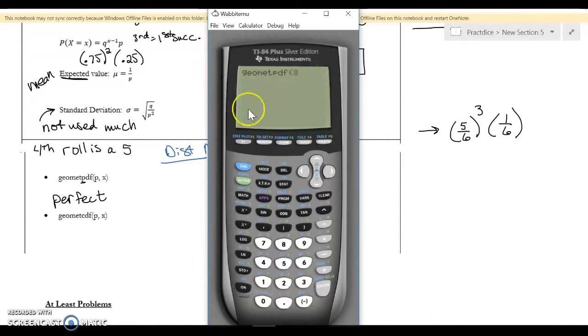I don't have the menu, and so it's P, which, remember, is our probability, and so that's a 1/6 chance of getting a success. If you have it where it says P, you put 1/6, and then X is when it happens, and it's going to happen on the 4th roll. I hit enter, and so that is my percent. So 0.096% of the time, my 4th roll will be a 5.